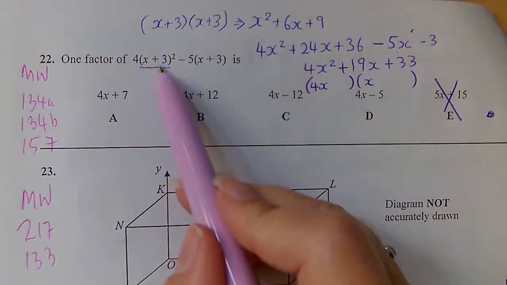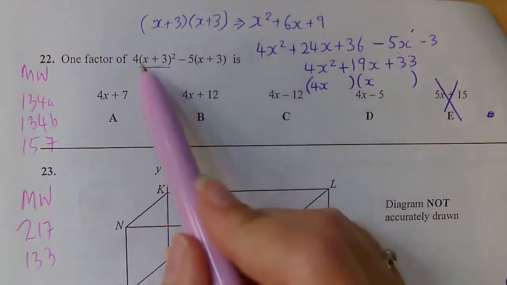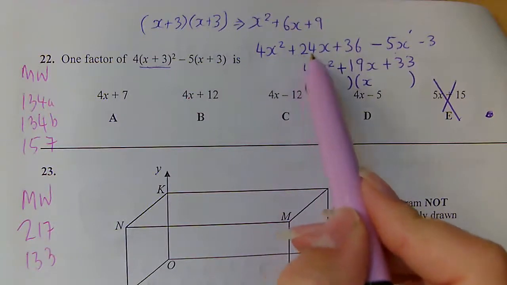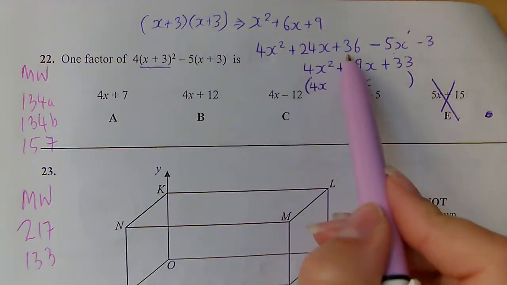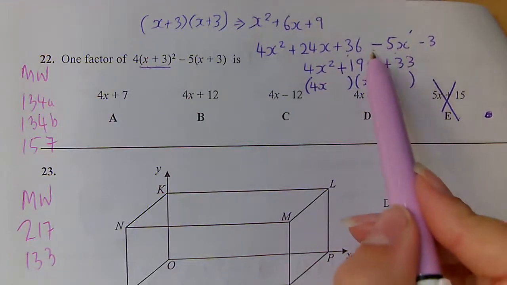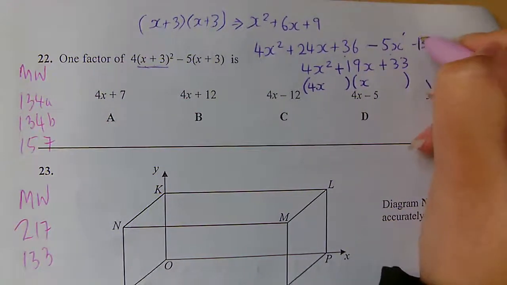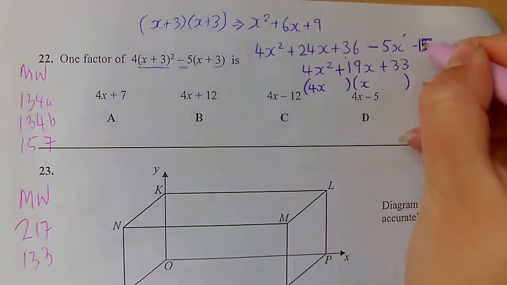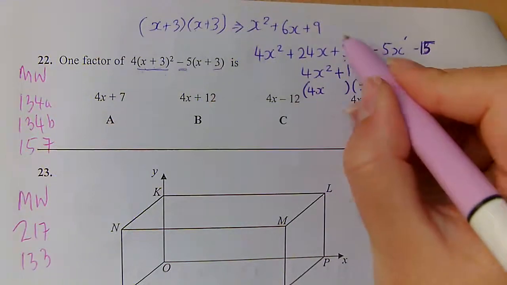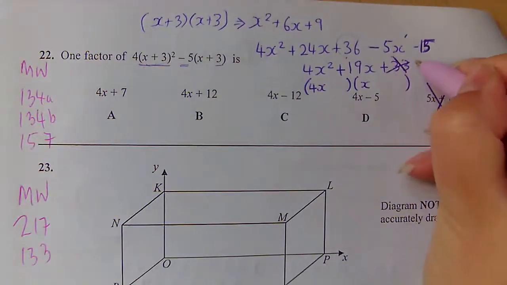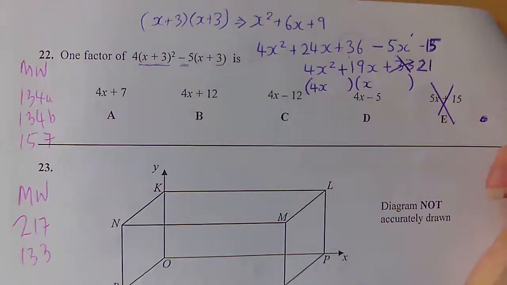X squared plus 6x is 9. 4 times all of that. 6 times 4, 24 plus 36, take away 5x. Guys, I found my mistake. I didn't expand this. Minus 5 times 3 is minus 15. Okay, so on the end, 36 take away 15 is going to give me 21 on the end, not 33 on the end. 21 on the end, my apologies.